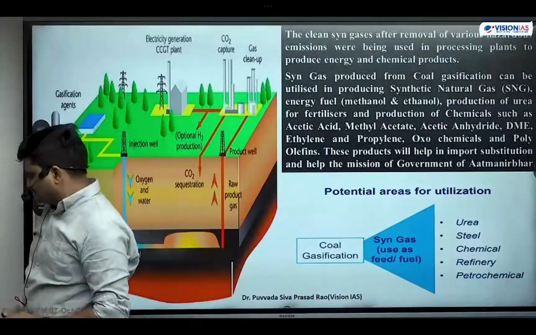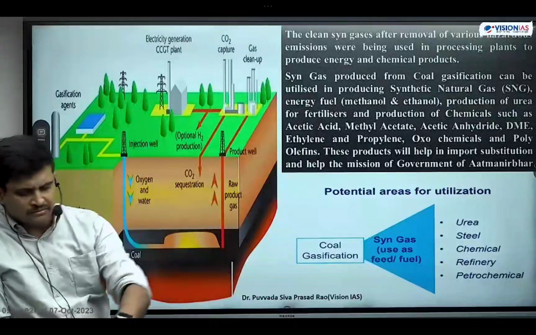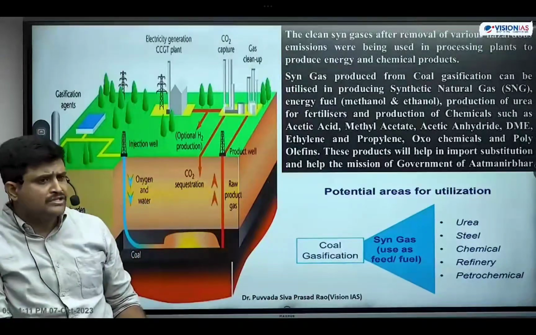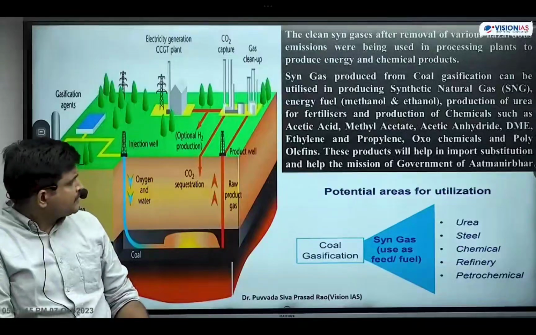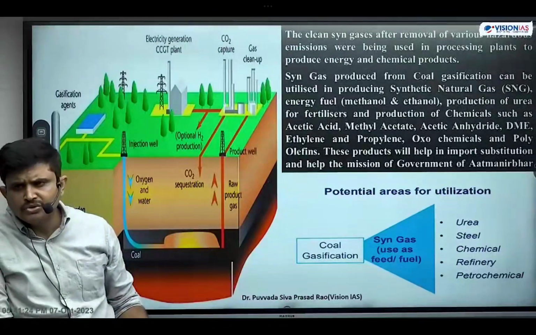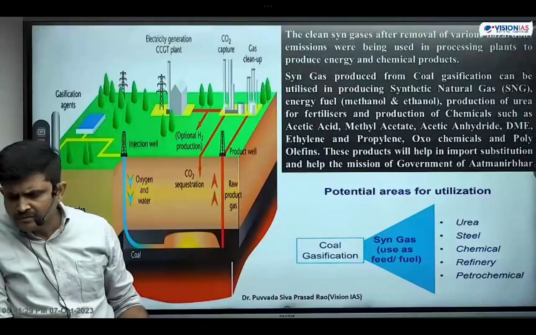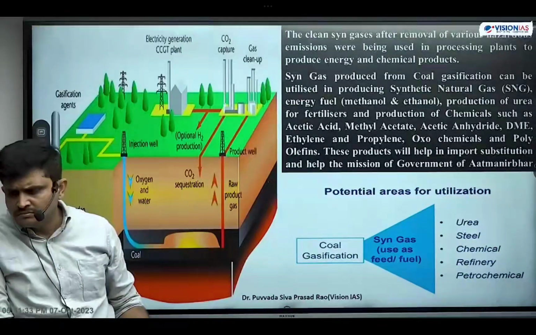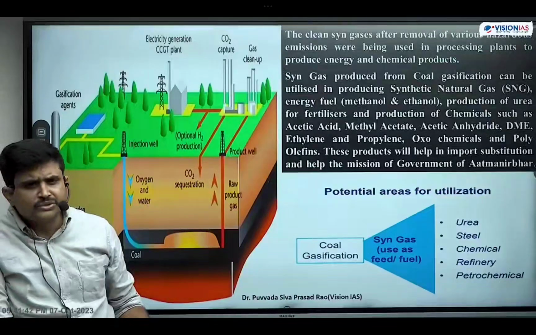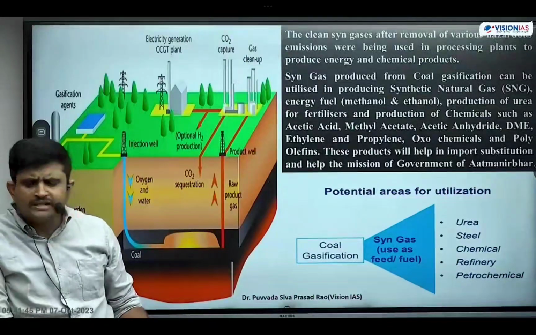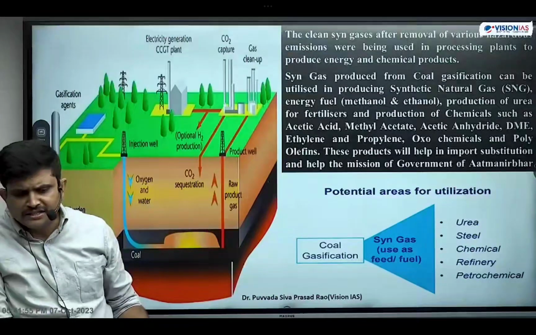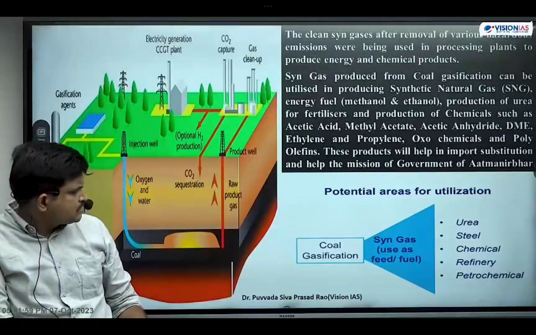Wherever coal is unable to be extracted by conventional mining activities, in those areas coal is pulverized and converted into gas, known as syngas, or synthetic gas.